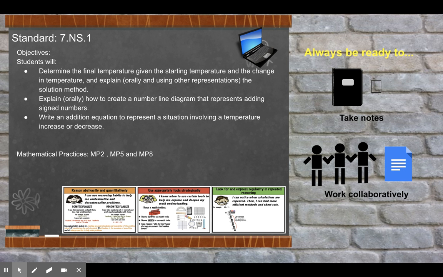Our mathematical practices for today are MP2, MP5, and MP8, which are reason abstractly and quantitatively, use appropriate tools strategically, and look for and express regularity in repeated reasoning. As always, let's make sure that we're ready to take notes and work collaboratively. We'll pause the video here so that you can copy down your standard and objective, and then we'll move forward shortly.